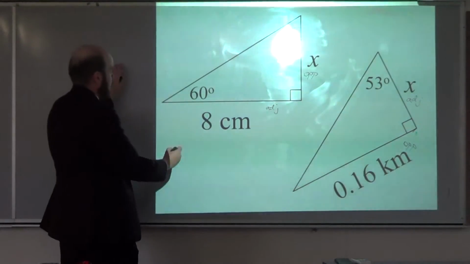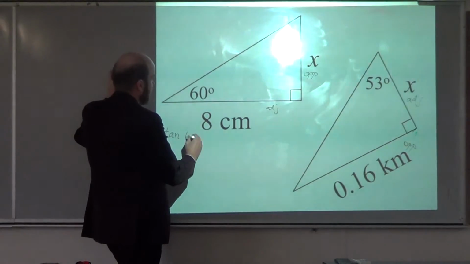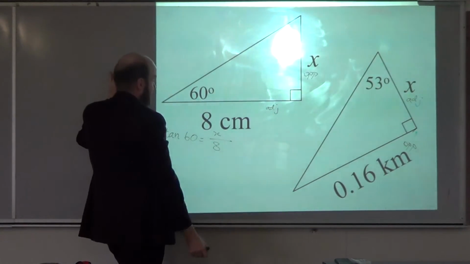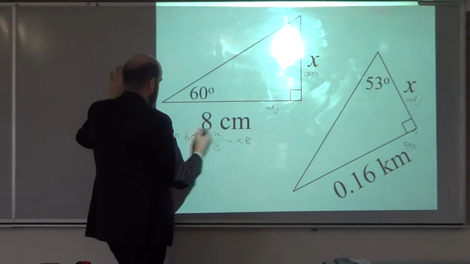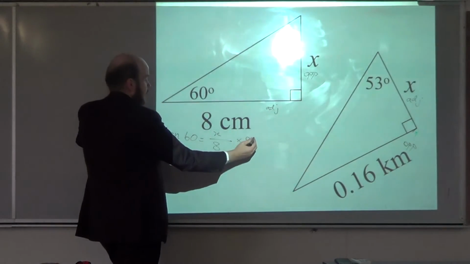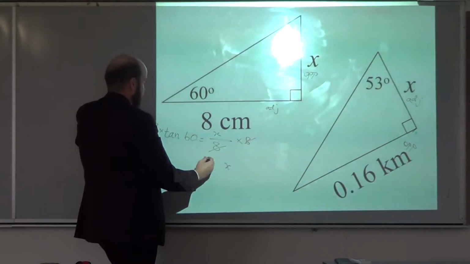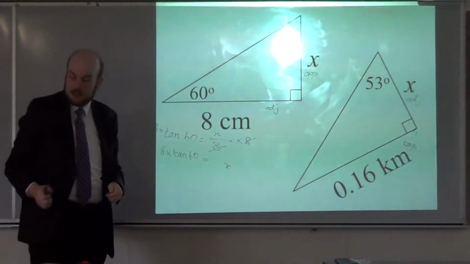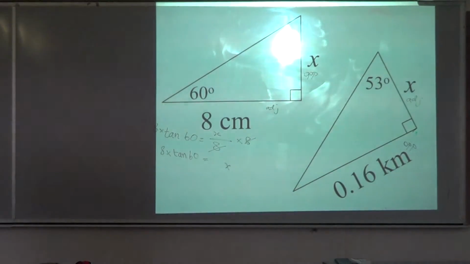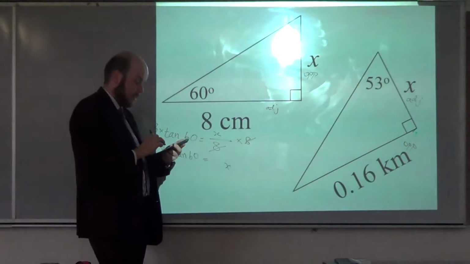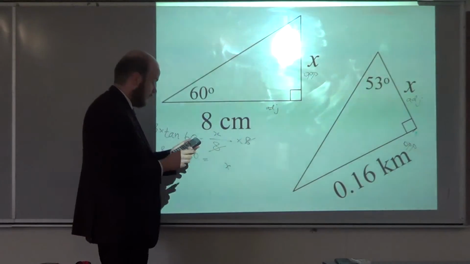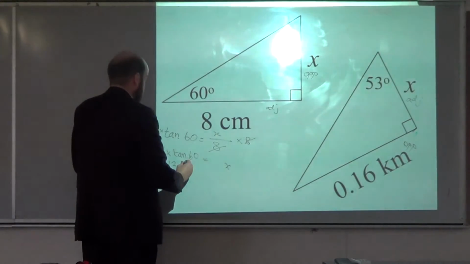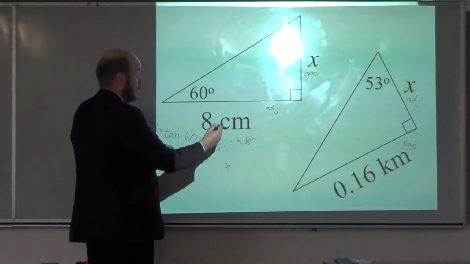So, tan of 60 degrees is equal to the opposite, x here, over 8. So therefore times 8 on both sides, so those will cancel out. X is equal to 8 times tan 60. And then what we can do is pop that into a calculator. 8 times tan 60, and I get 13.856, so I'm going to round it up to 13.9, and this is in centimetres.